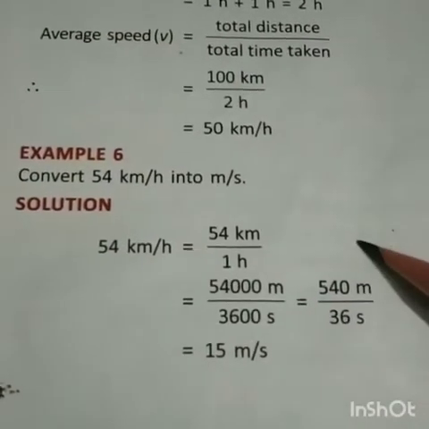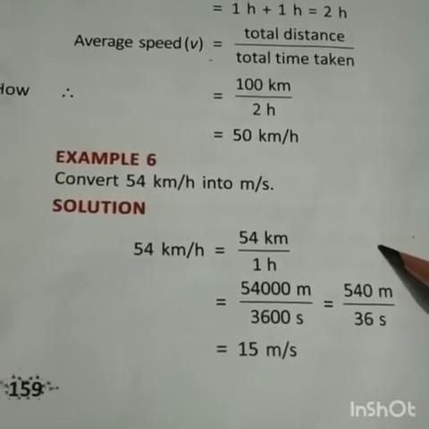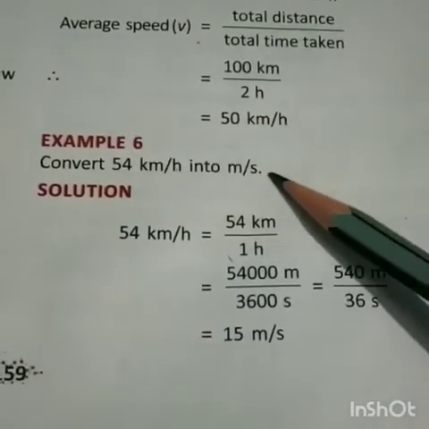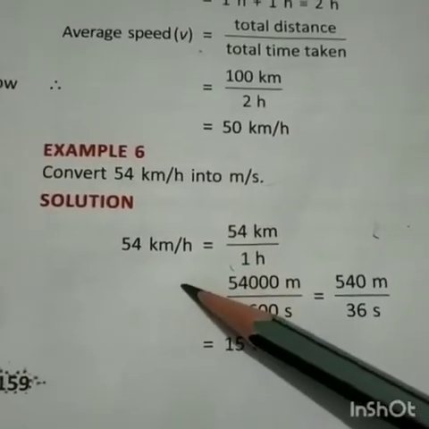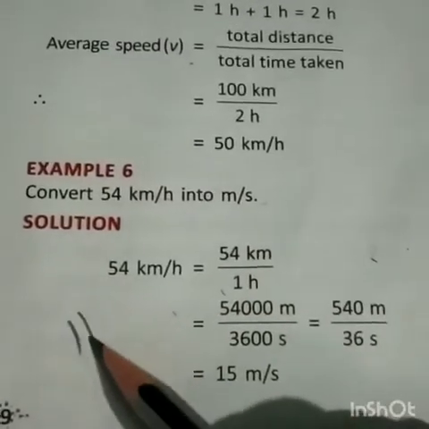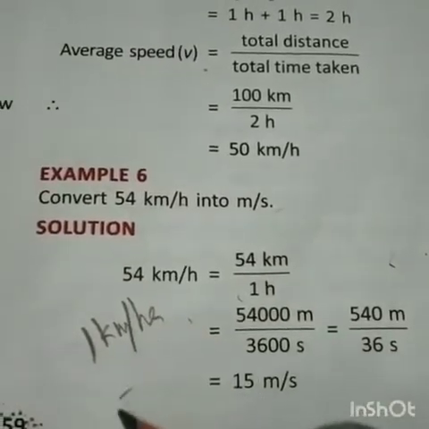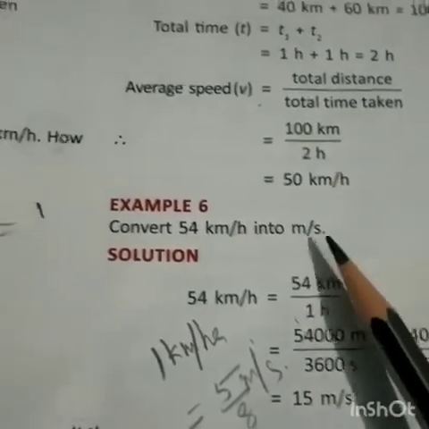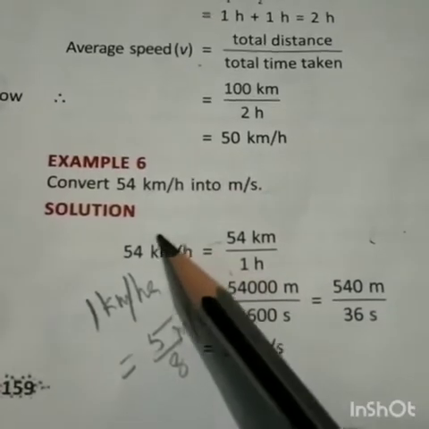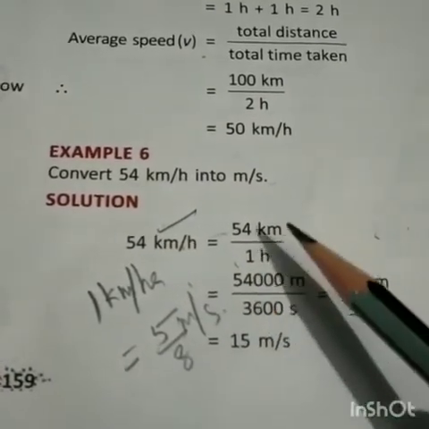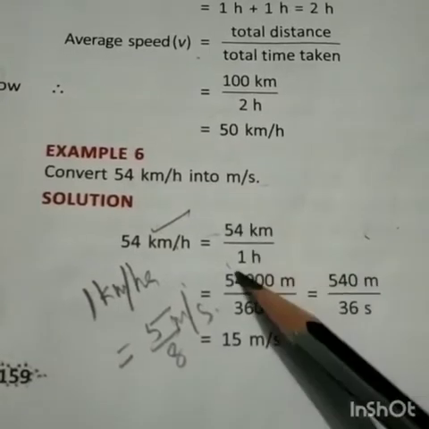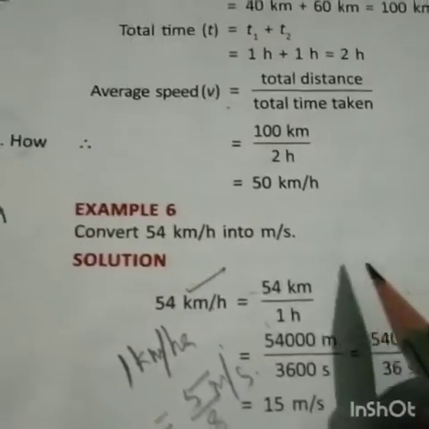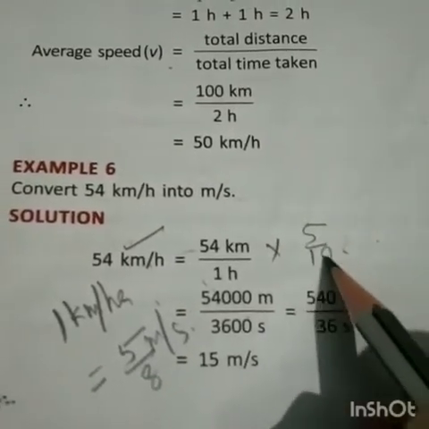Now one more application of the concepts we have learned till now, that is example number 6. We have to convert 54 km per hour into meter per second. So I have already taught you 1 kilometer per hour is equal to 5 by 18 meter per second. So we are being given 54 km per hour here, and 54 upon 1, we can write it like this. Now you can directly multiply it by 5 upon 18.